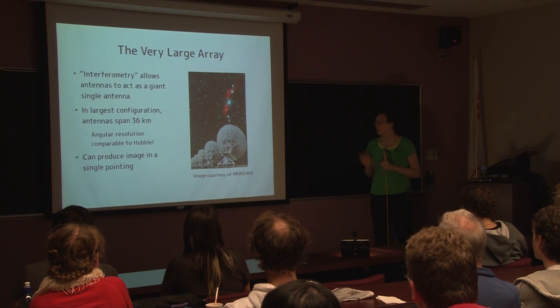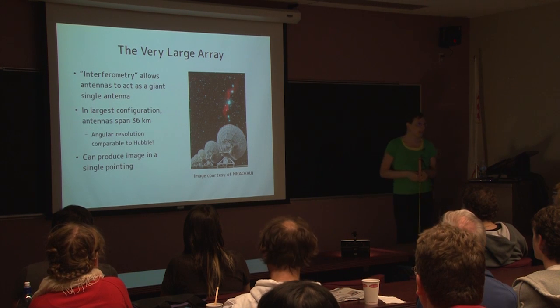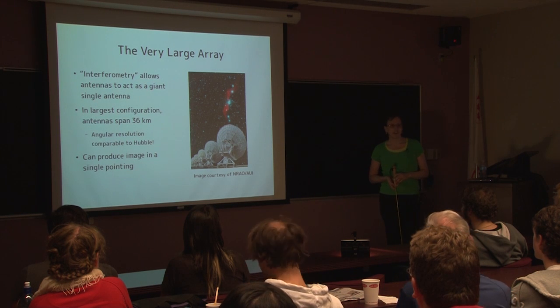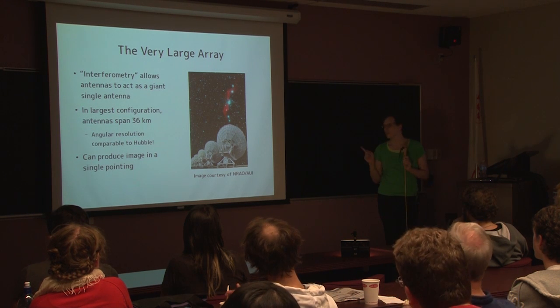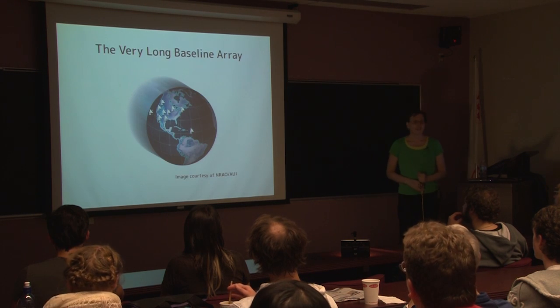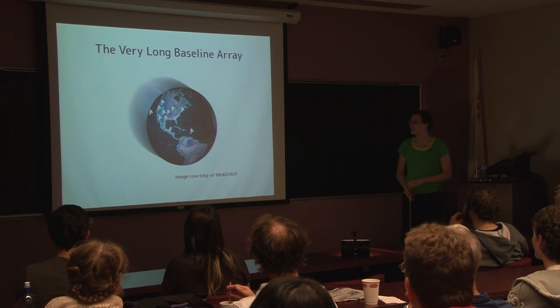So interferometry is a powerful tool, and the VLA is a great instrument. But it gives you the resolution of Hubble. What if you could build a bigger antenna? I mean, after all, it's the separation of the antennas that gives you the resolution. So what if we could put the antennas further apart? The Very Long Baseline Array does exactly that.